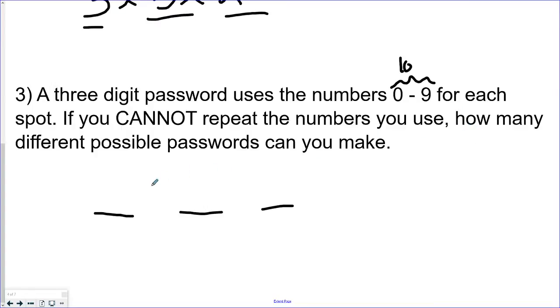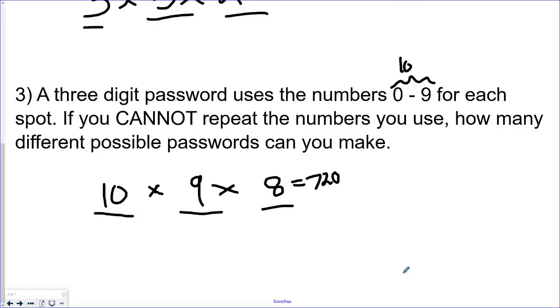Well, okay, how many numbers can I choose for the first spot? Well, one of the 10: 0, 1, 2, 3, 4, 5, 6, 7, 8, 9. How many numbers can I choose for the second spot? Well, I can't choose the same number because I can't repeat, so it's only going to be 9 different numbers I can choose for this one. And then again, I can't repeat either of these two numbers, so it's going to be 8 different numbers I can choose for this one. So I'm going to multiply these together and get 720 different possible passwords I can make from this combination.